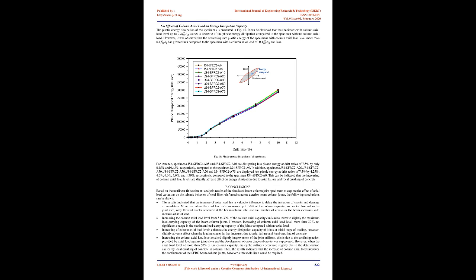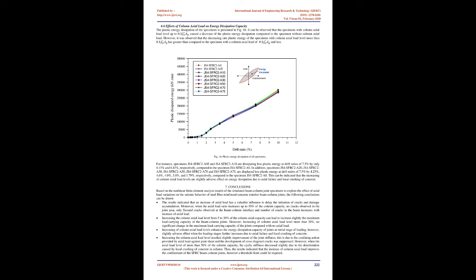With further increase of loading cycles, the specimens without axial load, JS4 Sfrc2A0, and under low axial load levels, JS4 Sfrc2A05 and JS4 Sfrc2A10, exhibited significant diagonal shear cracking in the joint core zone and flexural cracking in the beam plastic hinge region. However, only flexural cracks were observed at the edges of the beam column junction extending into the beam plastic hinge region for specimens with column axial load level more than 10% of the column capacity.